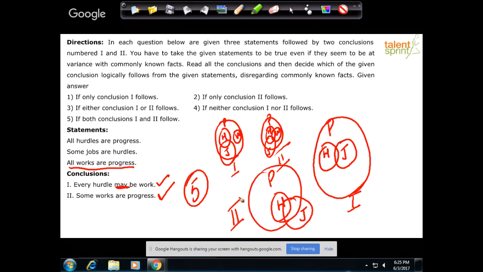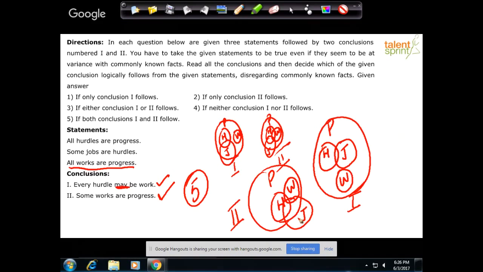When they tell us that some jobs are hurdles, it is possible that the set of jobs completely falls inside progress. It is also possible that the set jobs share some elements in common with progress and some elements not in common with progress, because they haven't given us an exactly clear picture. Then they tell us all works are progress, which means that W is here. Also, W can share something in common with these two. We do not know, again, a guesswork. Therefore, possibility 1 and possibility 2.